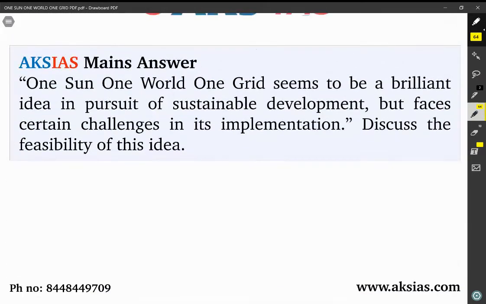For your practice, we have a mains question regarding the issue that we discussed. The question states: One Sun, One World, and One Grid seems to be a brilliant idea in pursuit of sustainable development, but faces certain challenges in its implementation. Discuss the feasibility of this idea. When you look to answer this kind of question, first you will put across the prospects or the possible potentialities that this initiative has for improving the renewable energy sector, and then you will discuss the possible challenges the implementation of this project has.